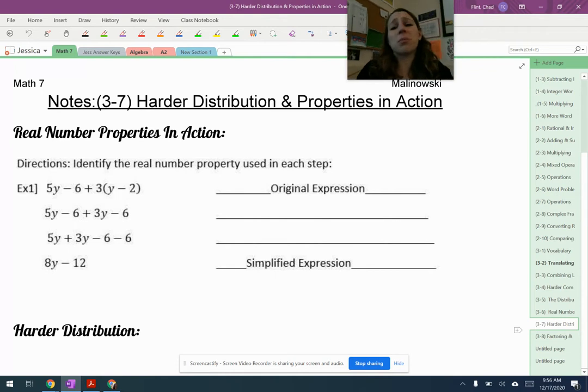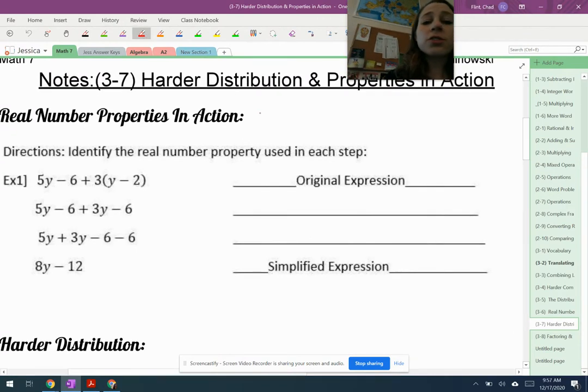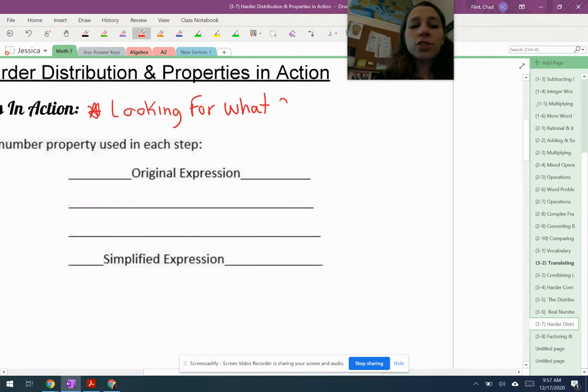And this is a really important thing to make sure you've got a good handle on because it does show up in algebra. My algebra kids are doing stuff similar to this right now. So when you're looking at these real number properties in action here, what you're doing is you're looking for what changed in each line.